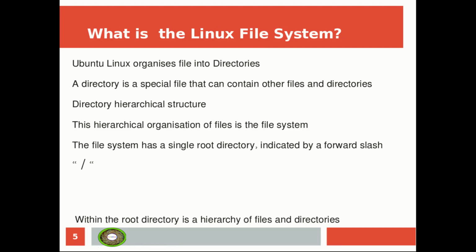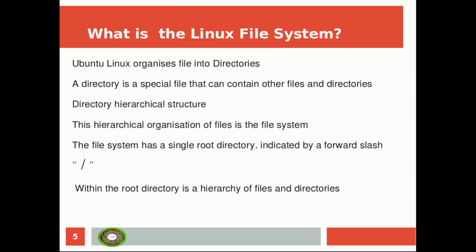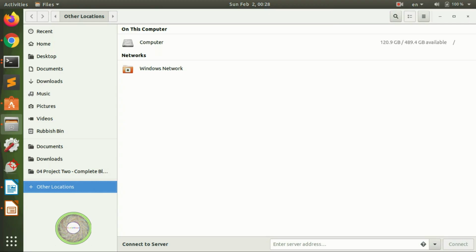Within the root directory is a hierarchy of files and directories, such as home, desktop, documents, download, music, pictures, videos, rubbish bin, and at the bottom we see 9 dots. That's where Linux stores all software that we have installed in the computer.